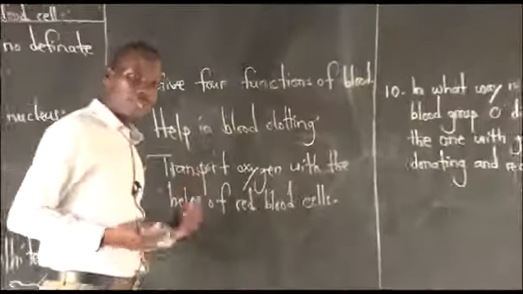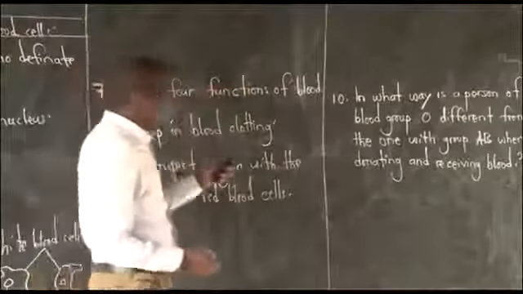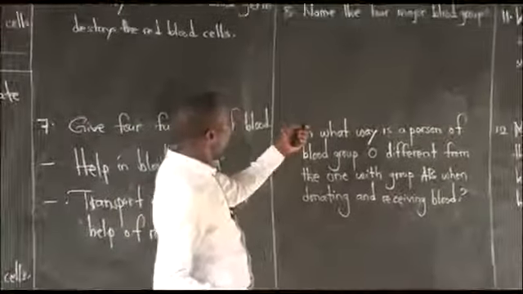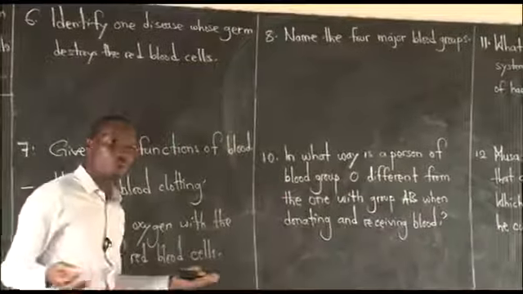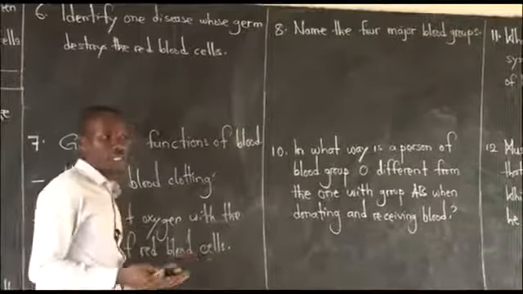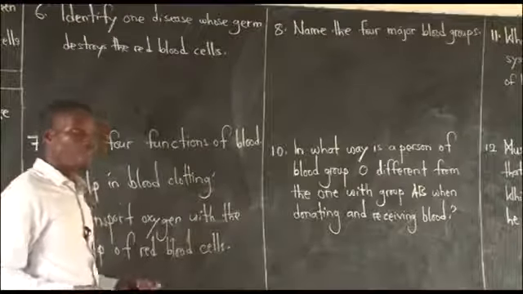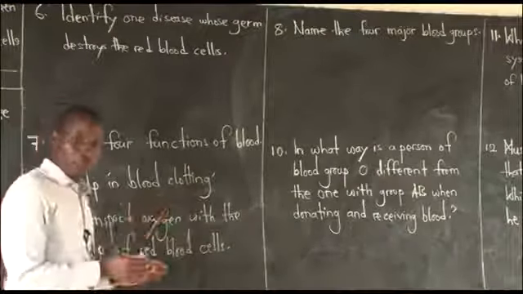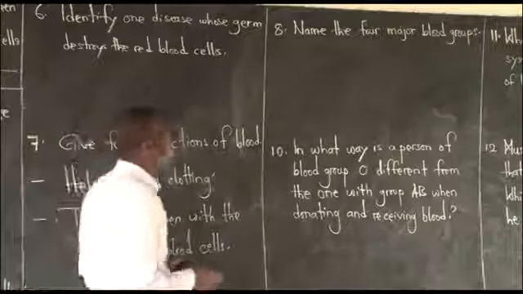So this can take us to the next number, number 8. For number 8, we are simply asked, name the 4 major blood groups. We discussed blood groups and we said this was easy for us. We said we can get 8 blood groups, but for now we are asked for the major 4. From 4 we can get 8. But for this case, let's look at blood groups.